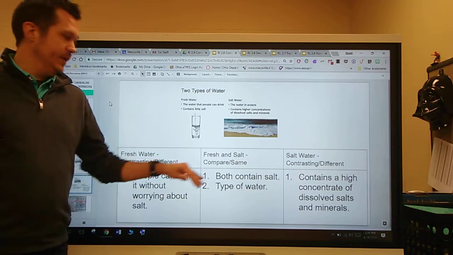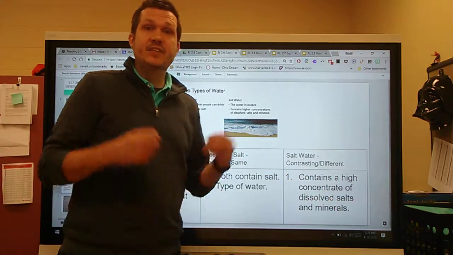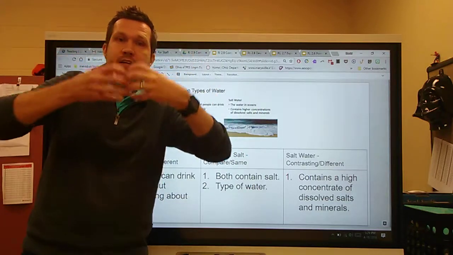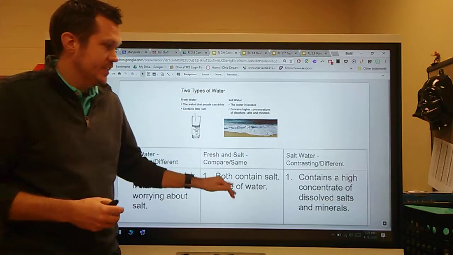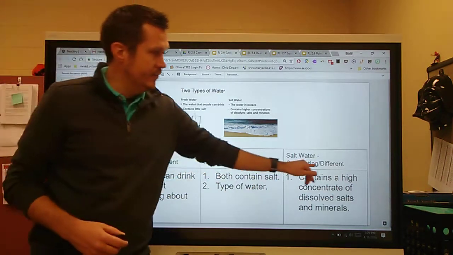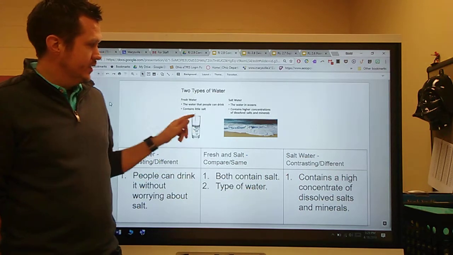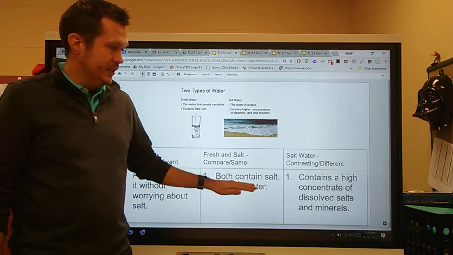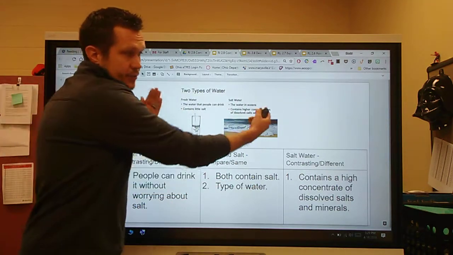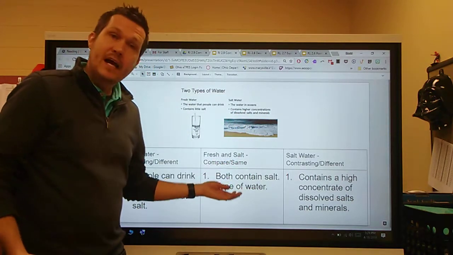So that's something that salt water has that fresh water doesn't. When it's all put together, we can see out here are the things that each passage has that the other passage doesn't. What's in the middle is what both of the passages have together, the same. That's where we compare them and say that they're the same. Contrast them, different, different, same in the middle. So what do they have that's the same? Well, they both contain salt. This one has a little bit of salt, this one has a lot, but both passages talk about how the water contains salt. And both passages talk about a different type of water. So that's how they are the same.